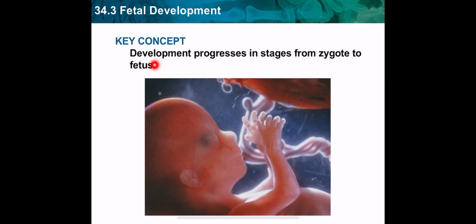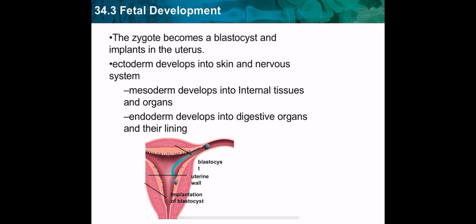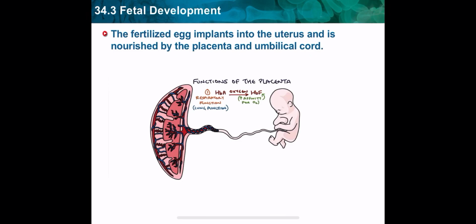So now let's talk about the development, which progresses in stages from zygote to fetus. The first step: the fertilized egg implants into the uterus. Fertilization occurred already in the fallopian tube here. Look here. After that, the zygote will go to the lining of the uterus, or the uterine wall, to stick to it to start pregnancy. So the fertilized egg implants into the uterus and is nourished by the placenta and umbilical cord.